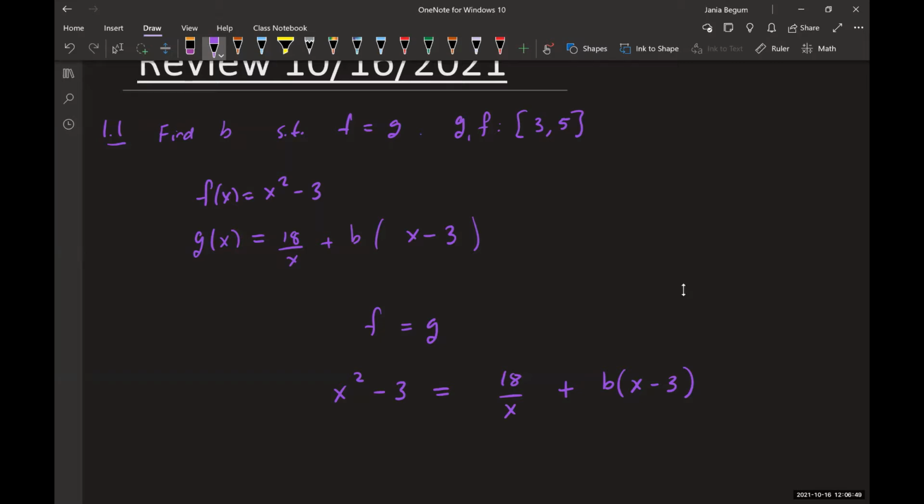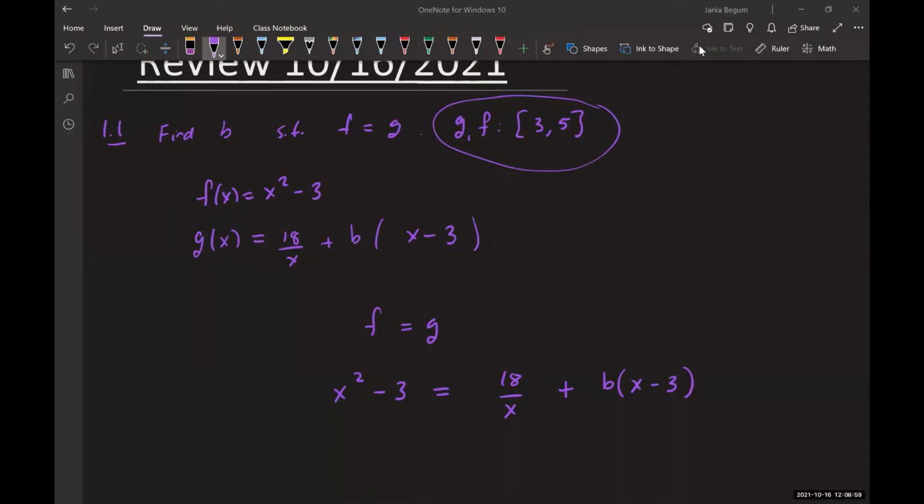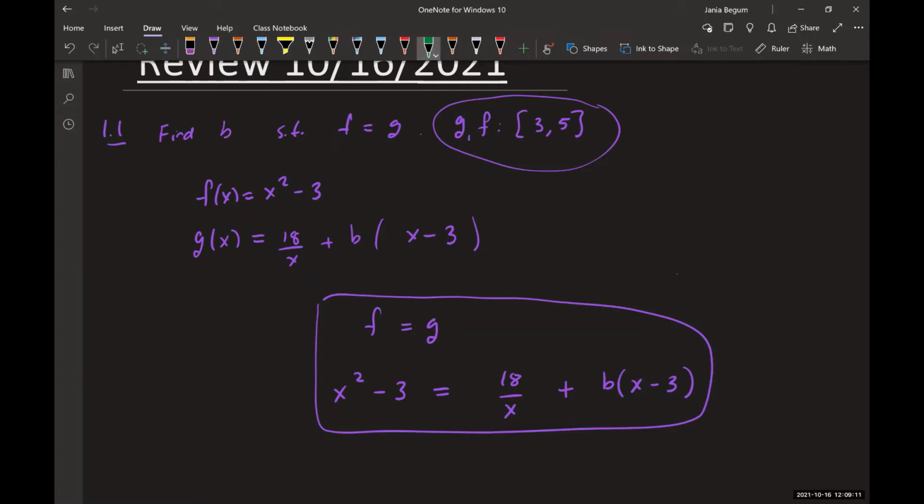Let me see if I can pull up the question from my book. So what is f of 3? Let's find those values. We want this to hold, but first let's figure out what these functions are on the domain. If you find f of 3, you plug in 3 into the function, you get 3 squared minus 3, and that gives us 9 minus 3, which is 6.